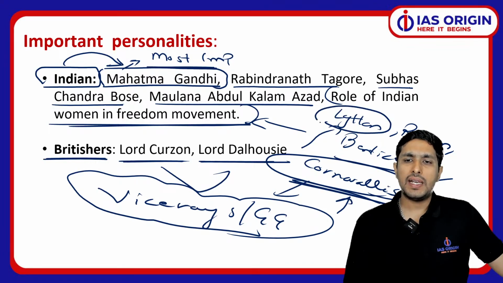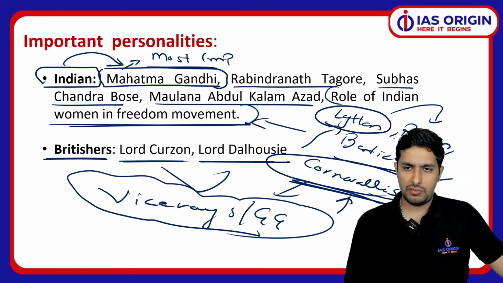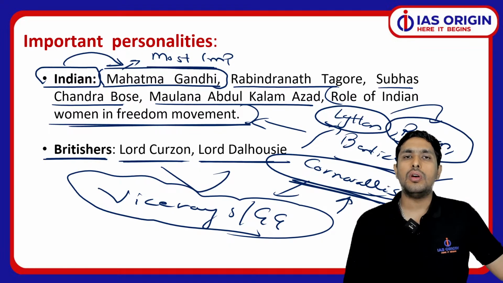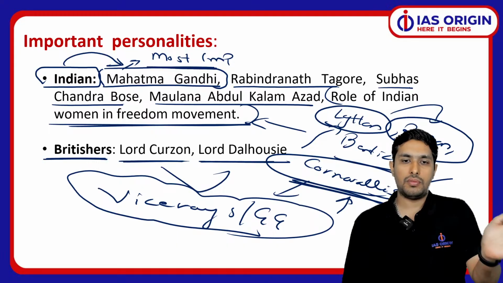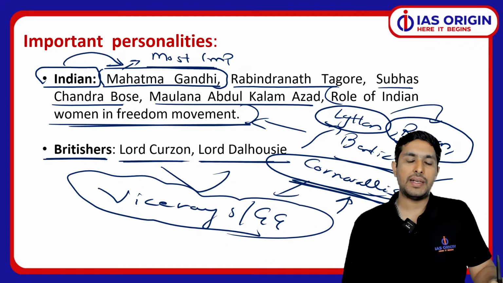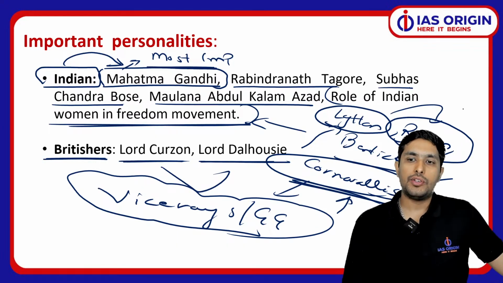As for Lytton and Ripon, Lytton introduced some repressive policies, and Ripon removed them. Ripon did make sure that we change them. So that's why you should read about Ripon as well.